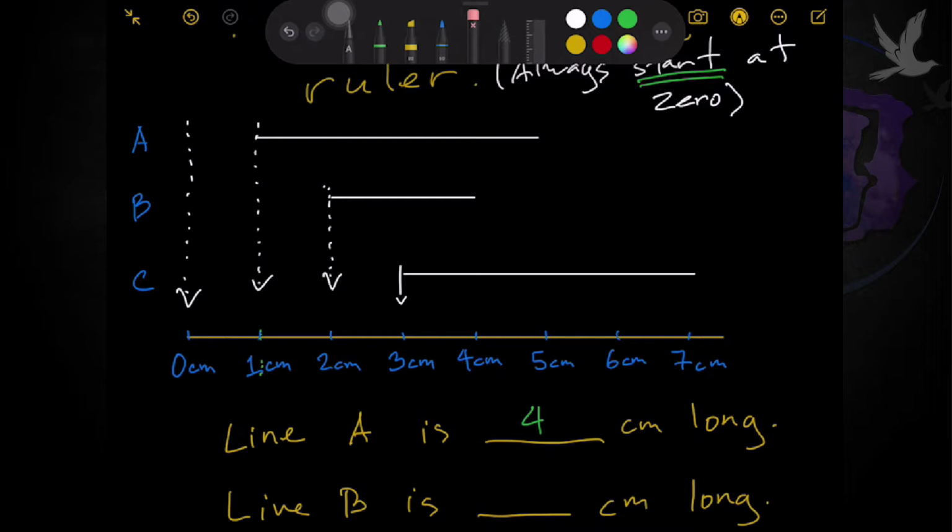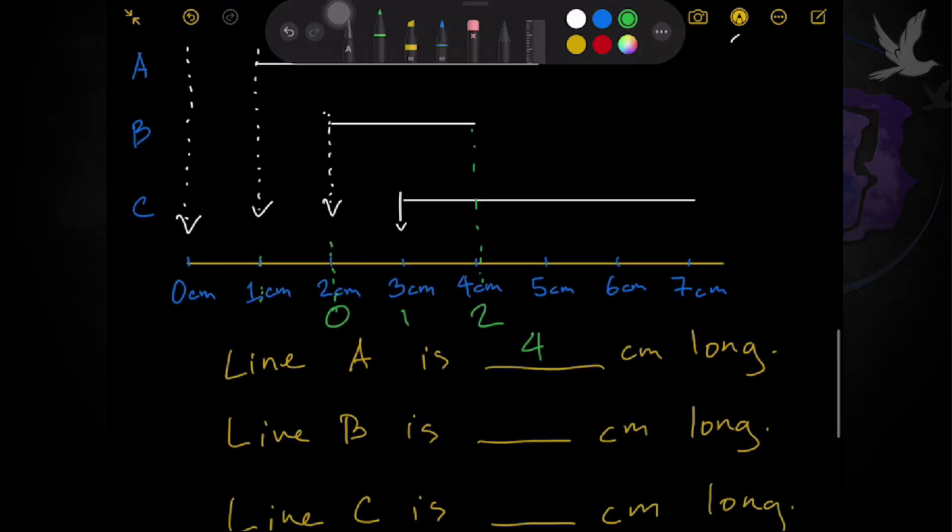Let's try to do line 2. Line B starts at this point and ends at this point. Again, from 2 centimeters to 4 centimeters. How many centimeters is it? Again, you start at 0. Continue counting until you reach the end point. That's 0, 1, 2. So this basically tells us that line B measures 2 centimeters long. Okay? It's really this easy.